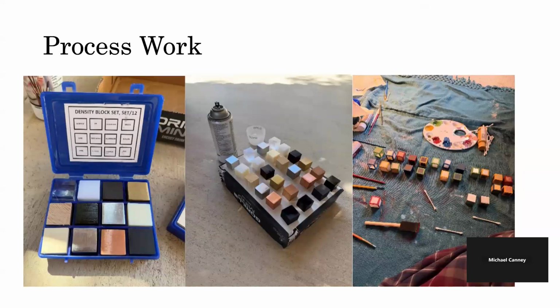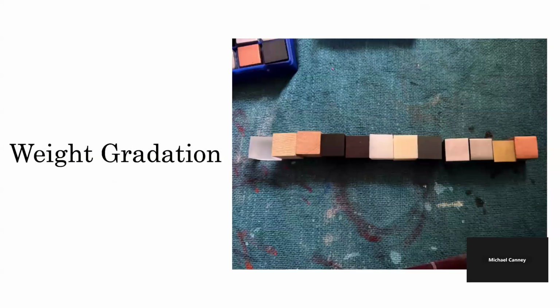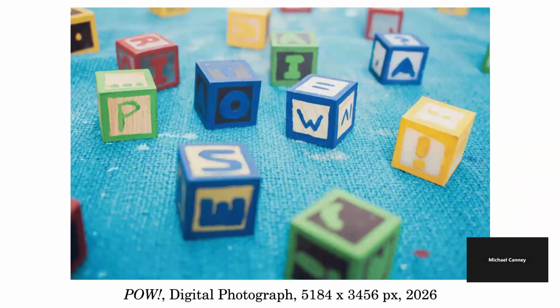Here's some process work. Here are the blocks before I painted them or even touched them at all. Here are the blocks after I sprayed them with a pre-paint matte. And then here's me working on them and painting them. Here's the weight gradation you can see from lightest to heaviest. The lightest is some plastic, it goes from wood and then into some rocky materials and then into metals, and copper's the heaviest.